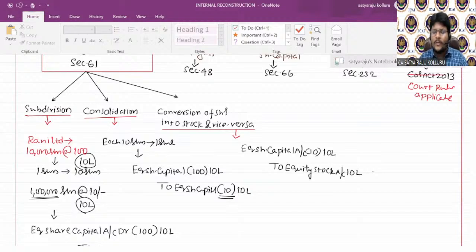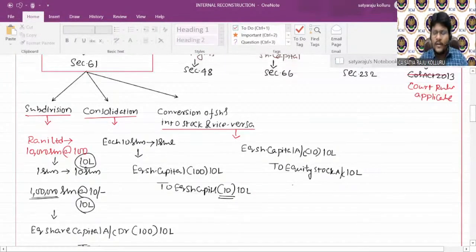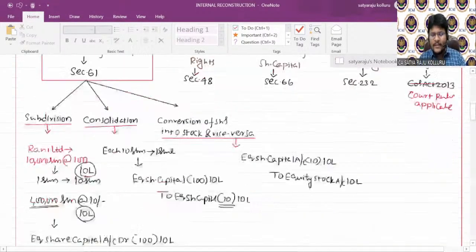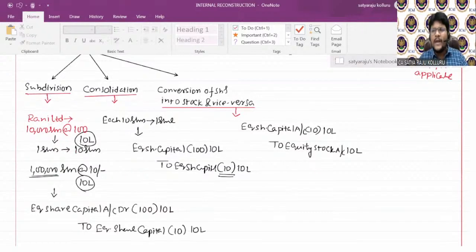Again, for example, if there is a conversion of stock into shares, then the entry needs to be reversed. Vice versa, just the other way, if a conversion of stock into shares happens, the entry needs to be reversed. So that's why in case of alteration of share capital, there is no profit and no loss to the company as well as the shareholder. The existing capital is simply altered.